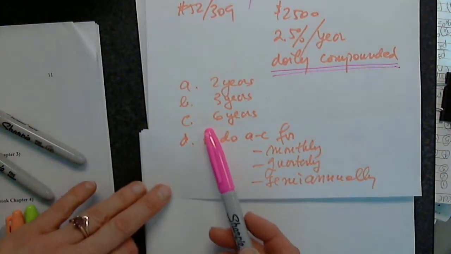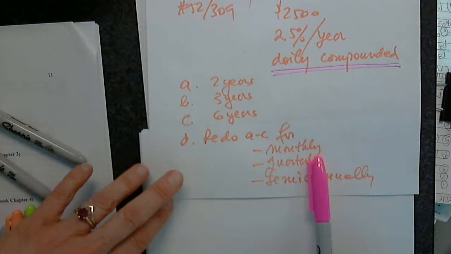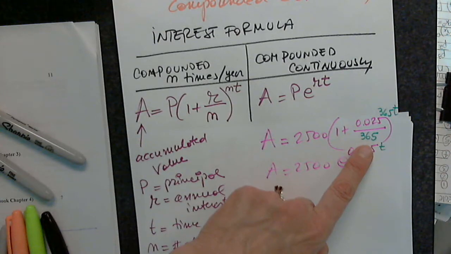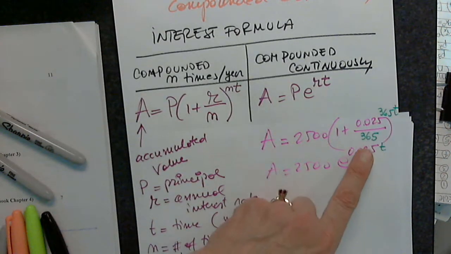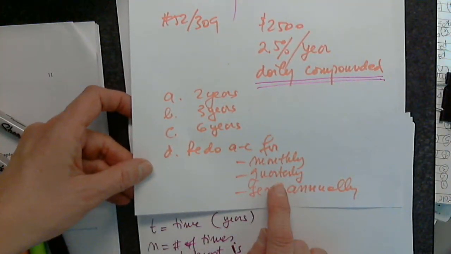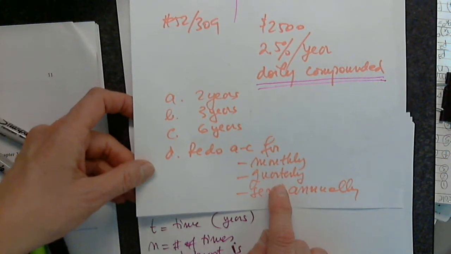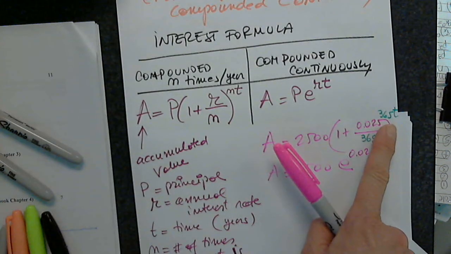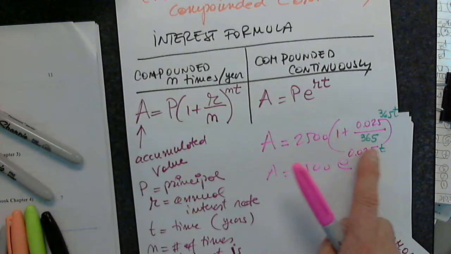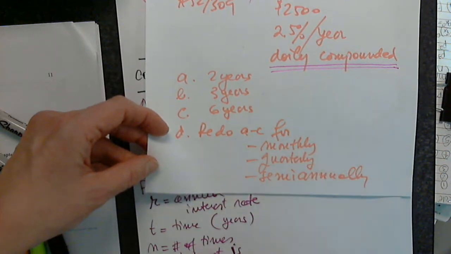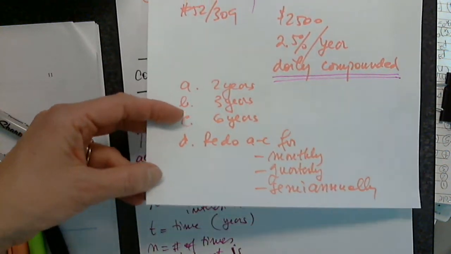Okay, so now I want to redo A through C, but now I want monthly. What changes? Exactly, instead of 365, I would put 12, and also here 12, and also here 12, right? Okay, what about quarterly? How many quarters? 4. So then this will change into 4, and this will change into 4. And the time there is no change here, right? Just the time will change because we have different 2, 3, and 6 years. What about semi-annually? 2, and so on and so forth.